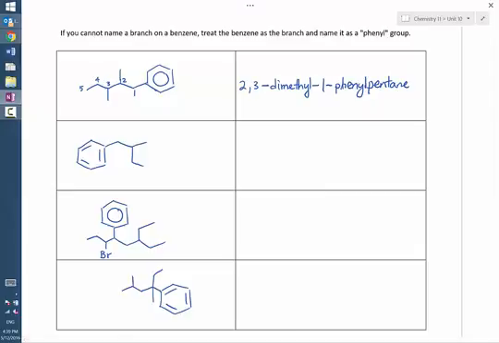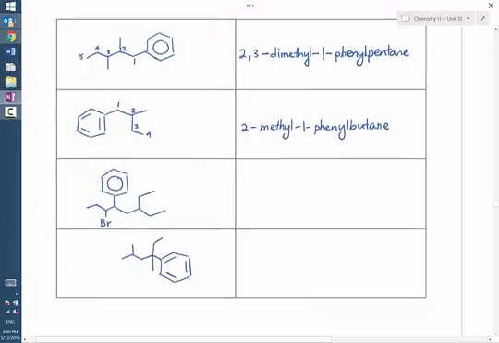Next one. Again, we have a benzene ring, but the branch coming off it has a branch of its own, so we are going to treat the benzene ring as a branch and look for a longest alkane chain. So it looks like our longest chain is 1, 2, 4 carbons long. Again, we try to keep the number set as low as possible. So we're going to have 1 here, 2, 3, and 4. M comes before P, so this is 2 methyl, 1 phenyl, and this is butane.